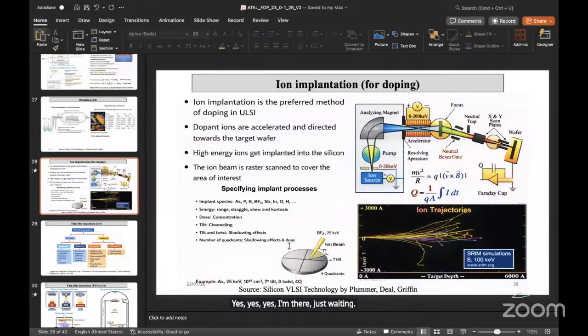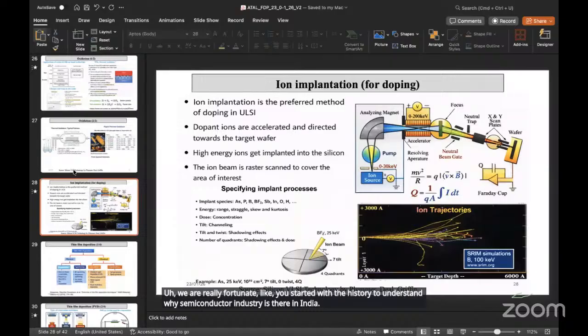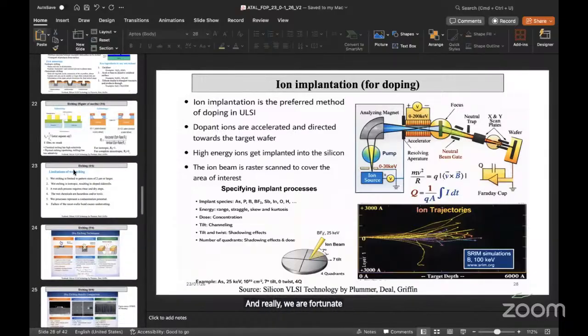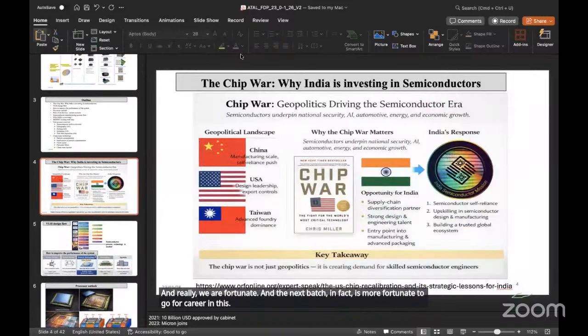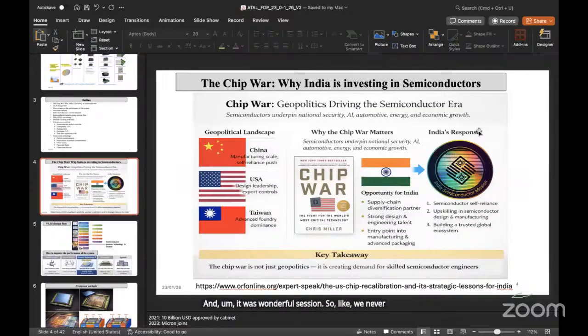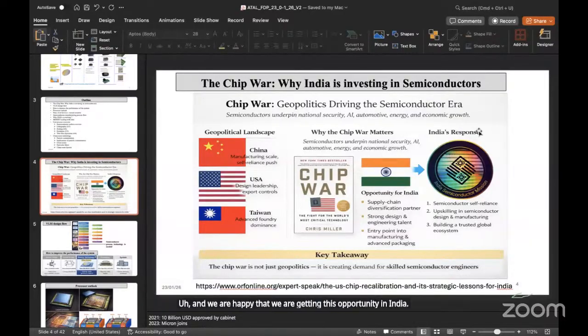The session was really very interesting, sir. We are really fortunate. You started with the history to understand why the semiconductor industry is there in India. We are fortunate, and the next batch is even more fortunate to go for a career in this. It was a wonderful session. We never knew practically how it happens, because we only knew the process of how the doping goes on, and intrinsic and extrinsic and all the different terms. But today we thoroughly went through all the things, and we are happy that we are getting this opportunity in India, and we'll be doing great with all the budding engineers.